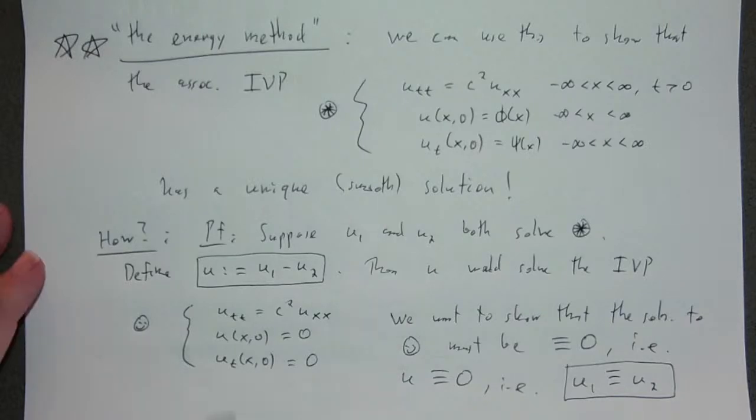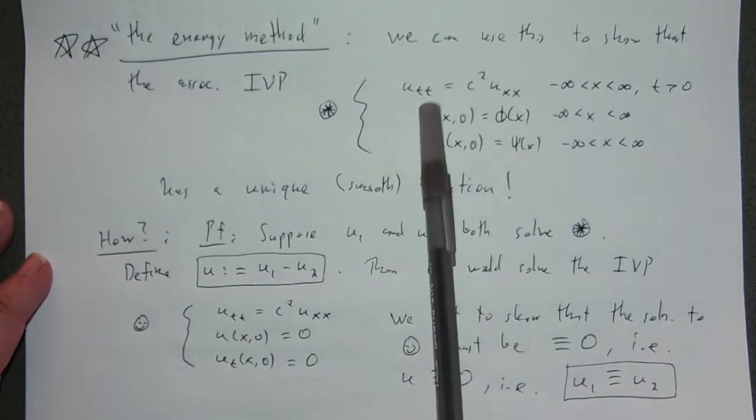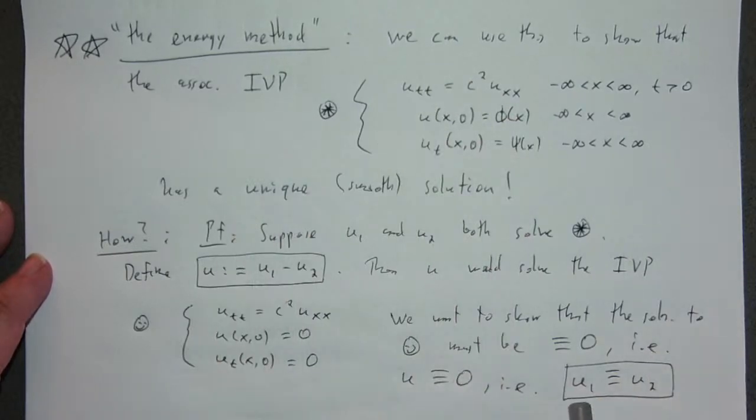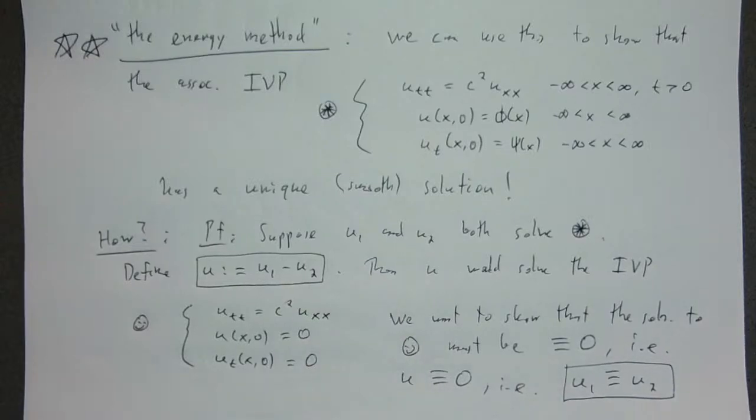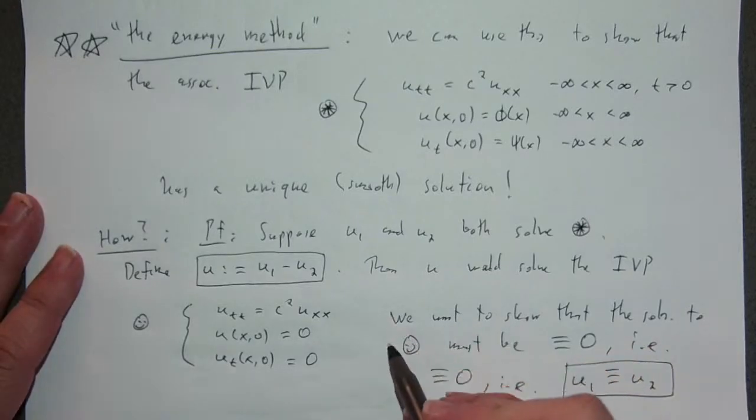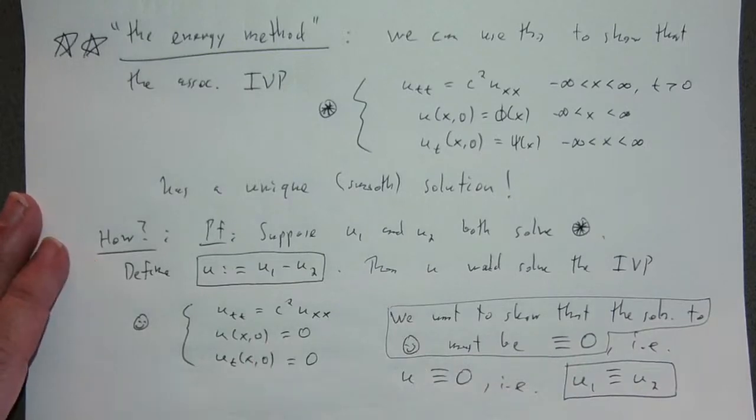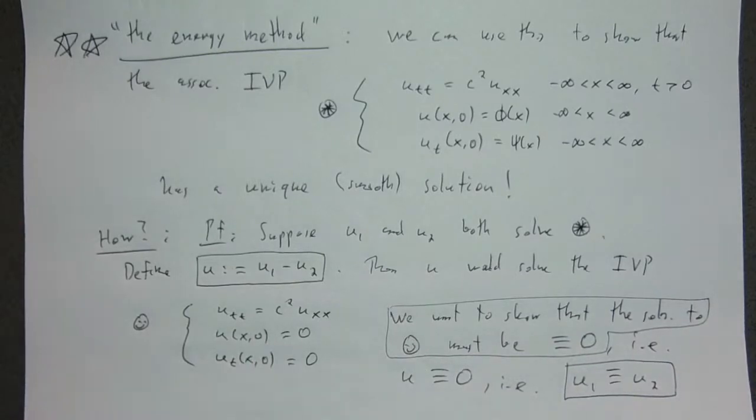Think about what we did. We started out supposing we had two distinct solutions to this, and we have arrived at, oh, actually those two distinct solutions, they have to be the same. So any two solutions to this IVP have to actually be the exact same solution. So the solution is unique, so I'm done here. So then what I want to show is that the solution to this must be identically equal to 0. Okay.